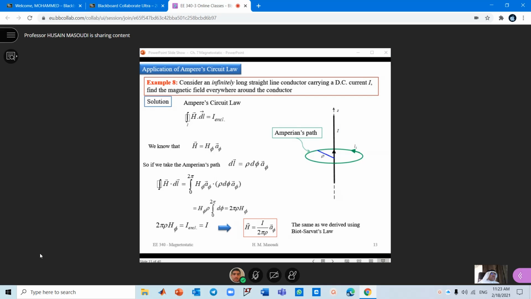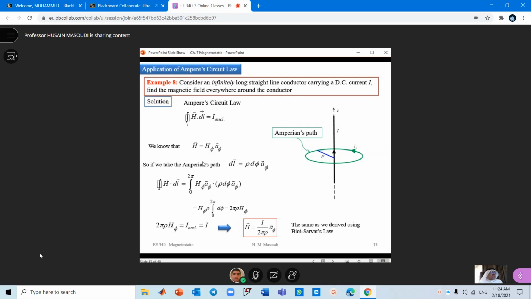Yes, Nawaf, go ahead. Doctor, in the last step, we find H as a magnitude, and then we multiply it by a phi to get the vector, or because from the beginning we know it is along a phi? When we started solving the problem, is this what you mean? When we started the problem?